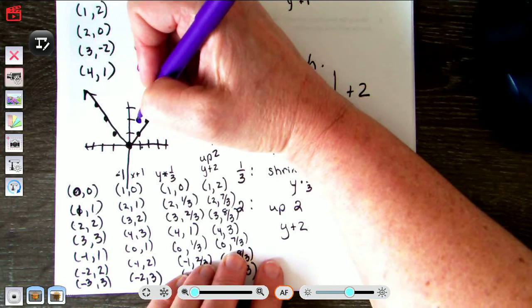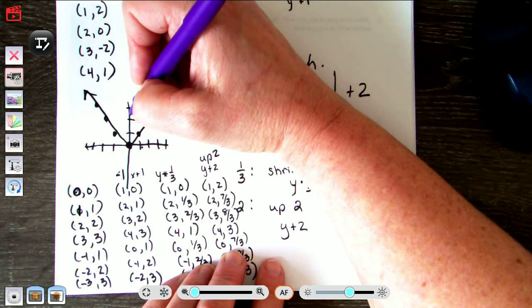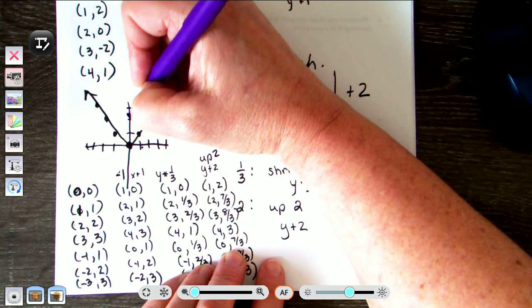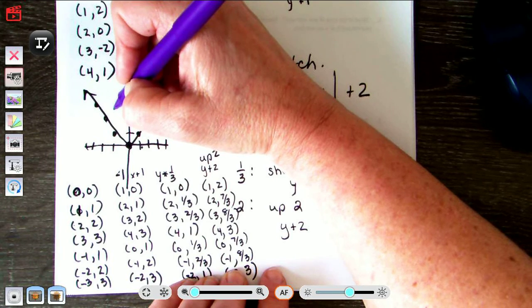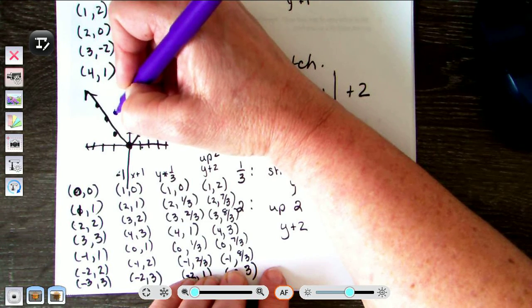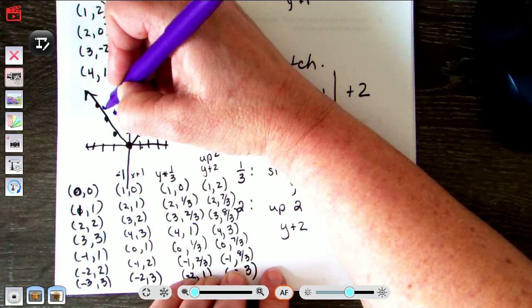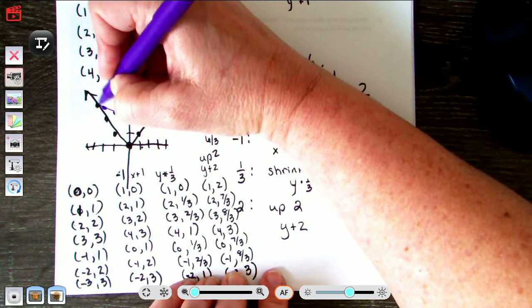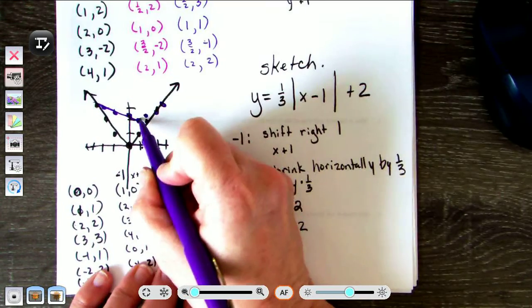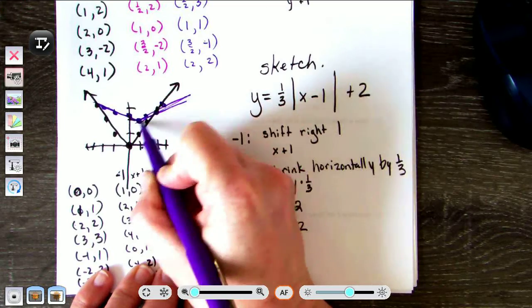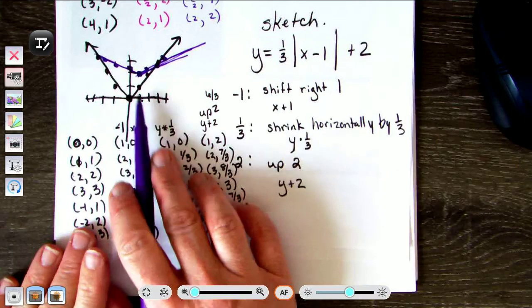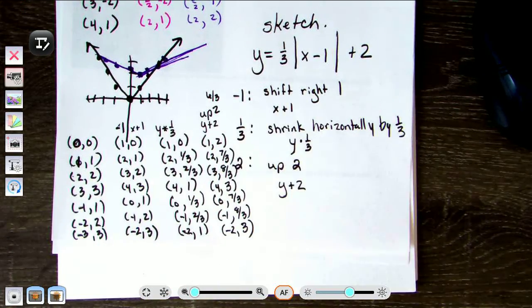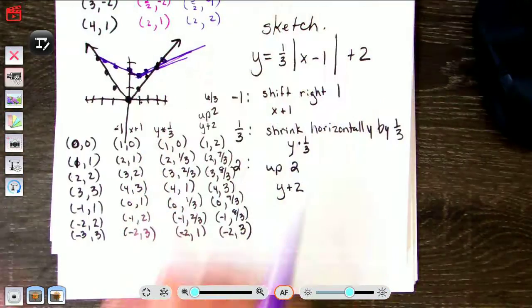Then (0, 7/3), (-1, 8/3), and (-2, 3) there. So we'll see a very flat, if I can draw a flat V. Our V point has moved over and moved up, and then it's gotten smushed down or flattened a little bit.